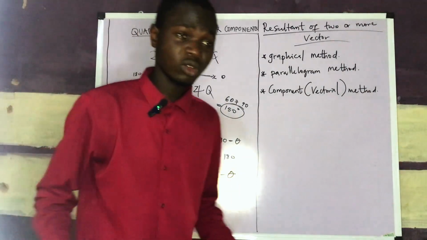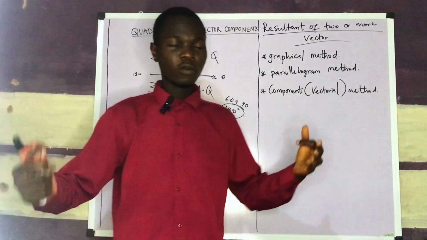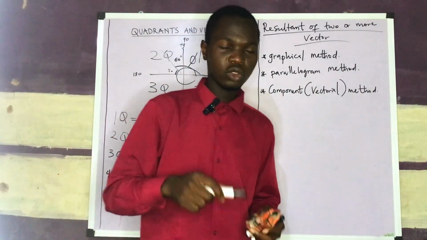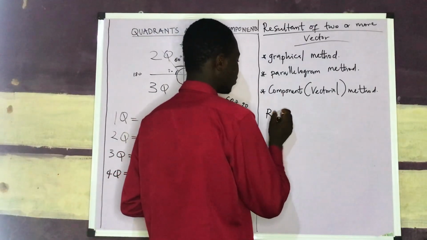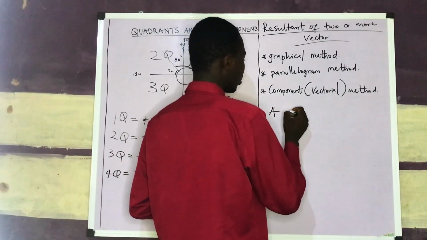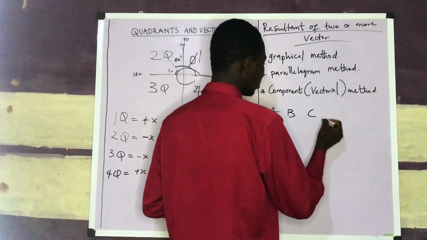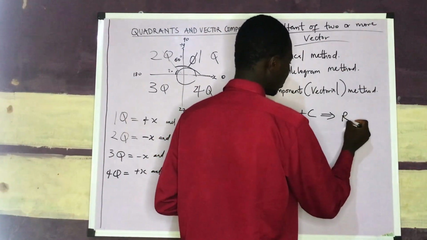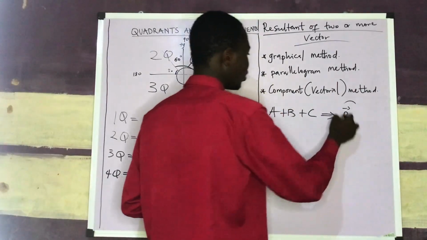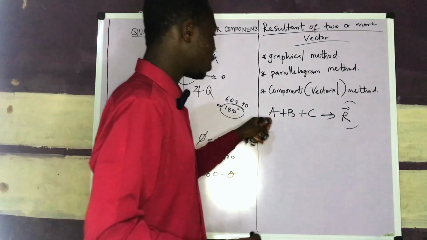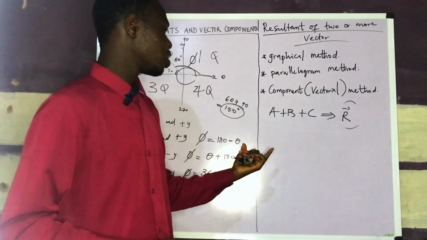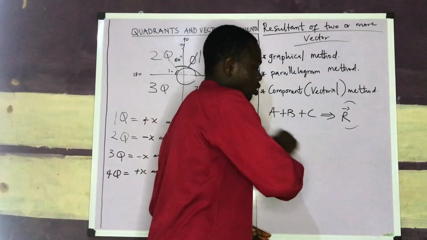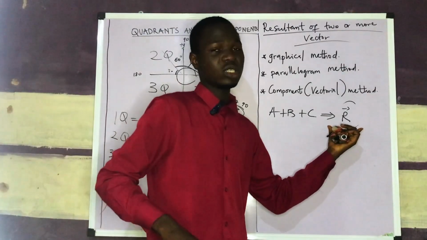Like I said, resultant vectors are a combination of many vectors to become one vector. So if you have vector A, vector B, vector C, and you add all of them together, it will give you a resultant vector. This resultant vector will act as an individual vector. That means the magnitude and the direction of all these vectors is what this resultant vector is having.